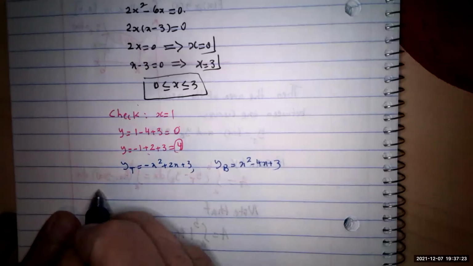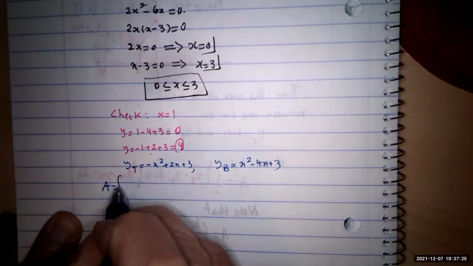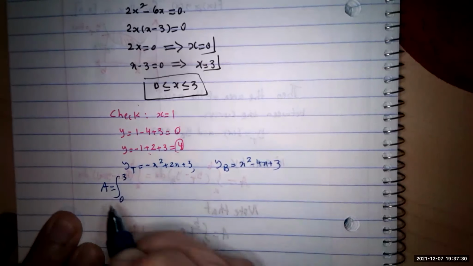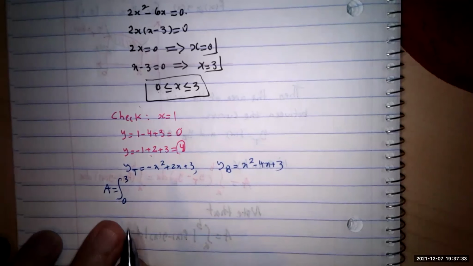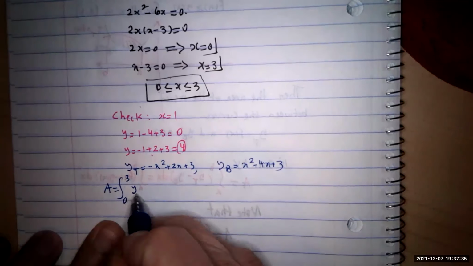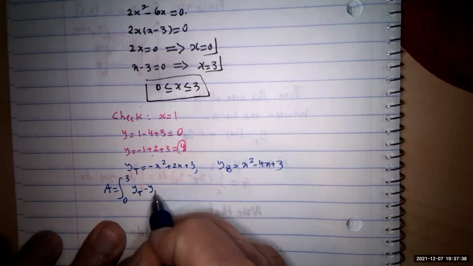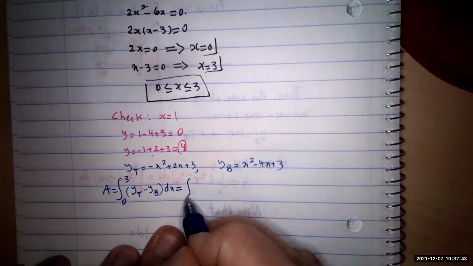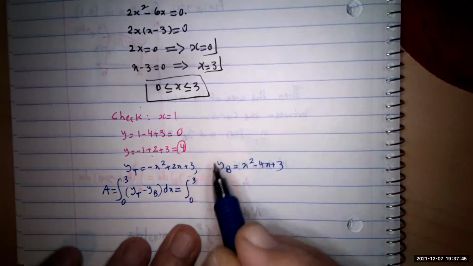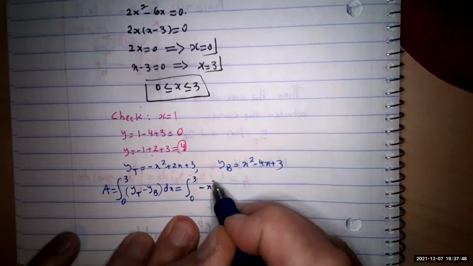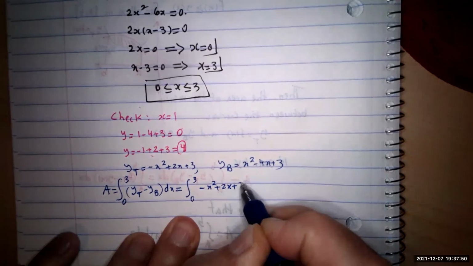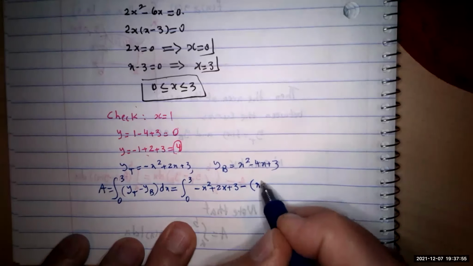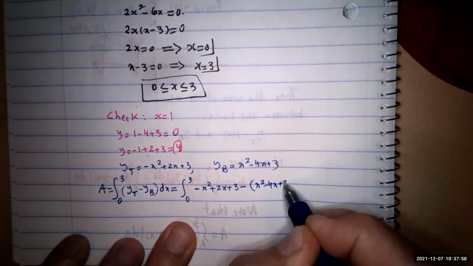Okay, now we prepare everything. Now we find the area. Area is the integral from 0 to 3 of y of the top minus y of the bottom, dx. So this is going to be the integral from 0 to 3. You bring the function: y of the top is negative x squared plus 2x plus 3, minus, you better open up the parentheses, the second one, which is x squared minus 4x plus 3.